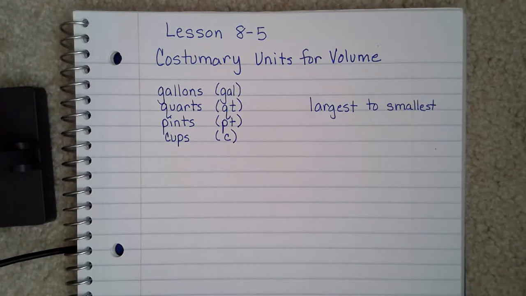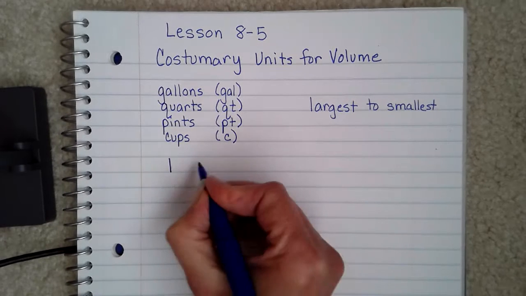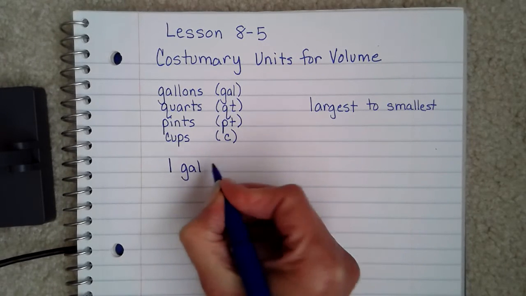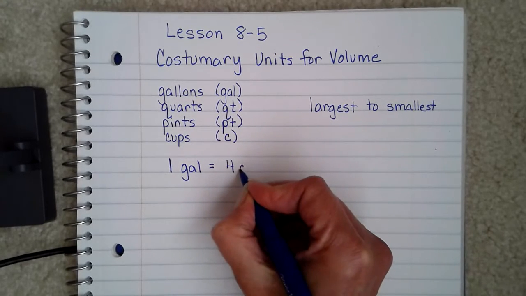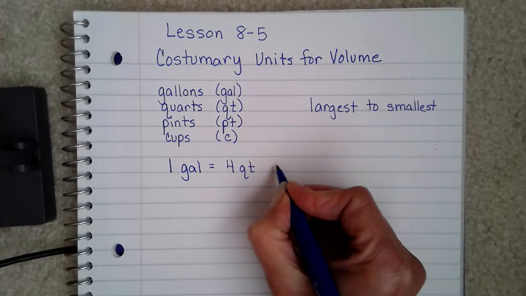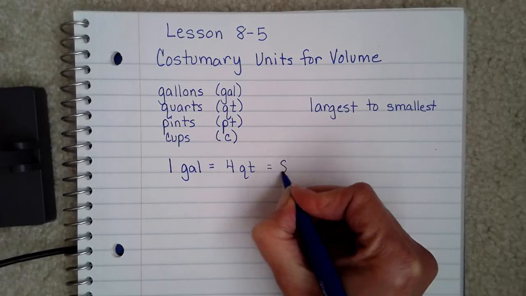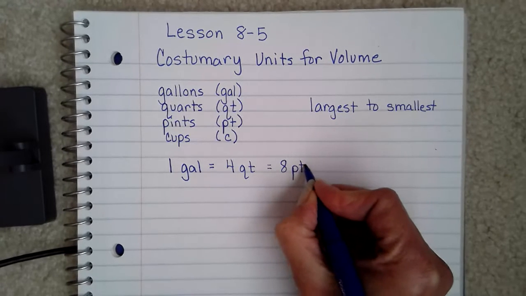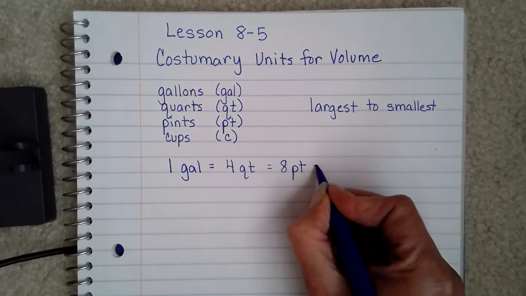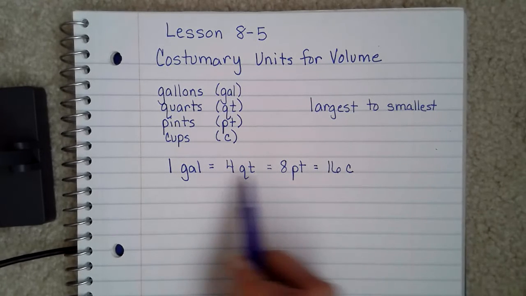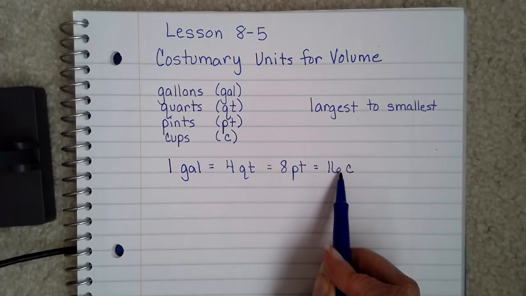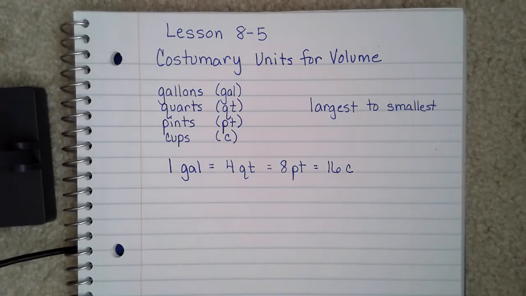All right, so one of the best ways to look at this is let's go ahead and just look at what all of this would equal. So if I had 1 gallon, 1 gallon would equal 4 quarts. 1 gallon also equals 8 pints, which means 4 quarts equals 8 pints, which also equals 16 cups. So 1 gallon is 16 cups, but 4 quarts is also 16 cups, and 8 pints is also 16 cups.